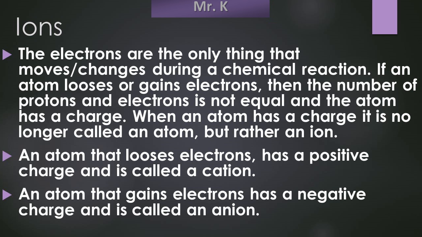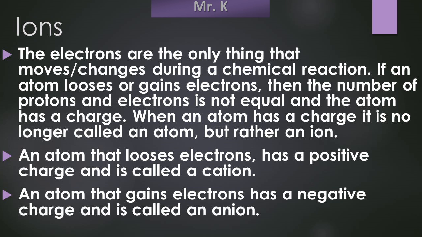Ions are similar to atoms, except they have more or fewer electrons. The electrons are the only thing that changes or moves during a chemical reaction. If an atom loses or gains electrons, then the number of protons and electrons in that atom is no longer equal, and the atom has a charge. When an atom has a charge, we call it an ion.